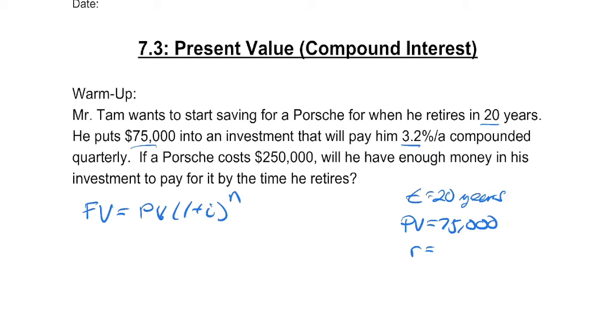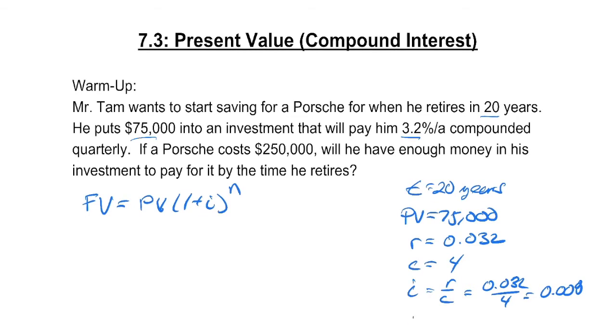So let's write that as a decimal, 0.032. And finally, it's compounded quarterly, so I gave that the variable C, and quarterly means that there are 4 payments per year. So how do I calculate i? i again is R over C. So in this case it is 0.032 over 4, which is 0.008.